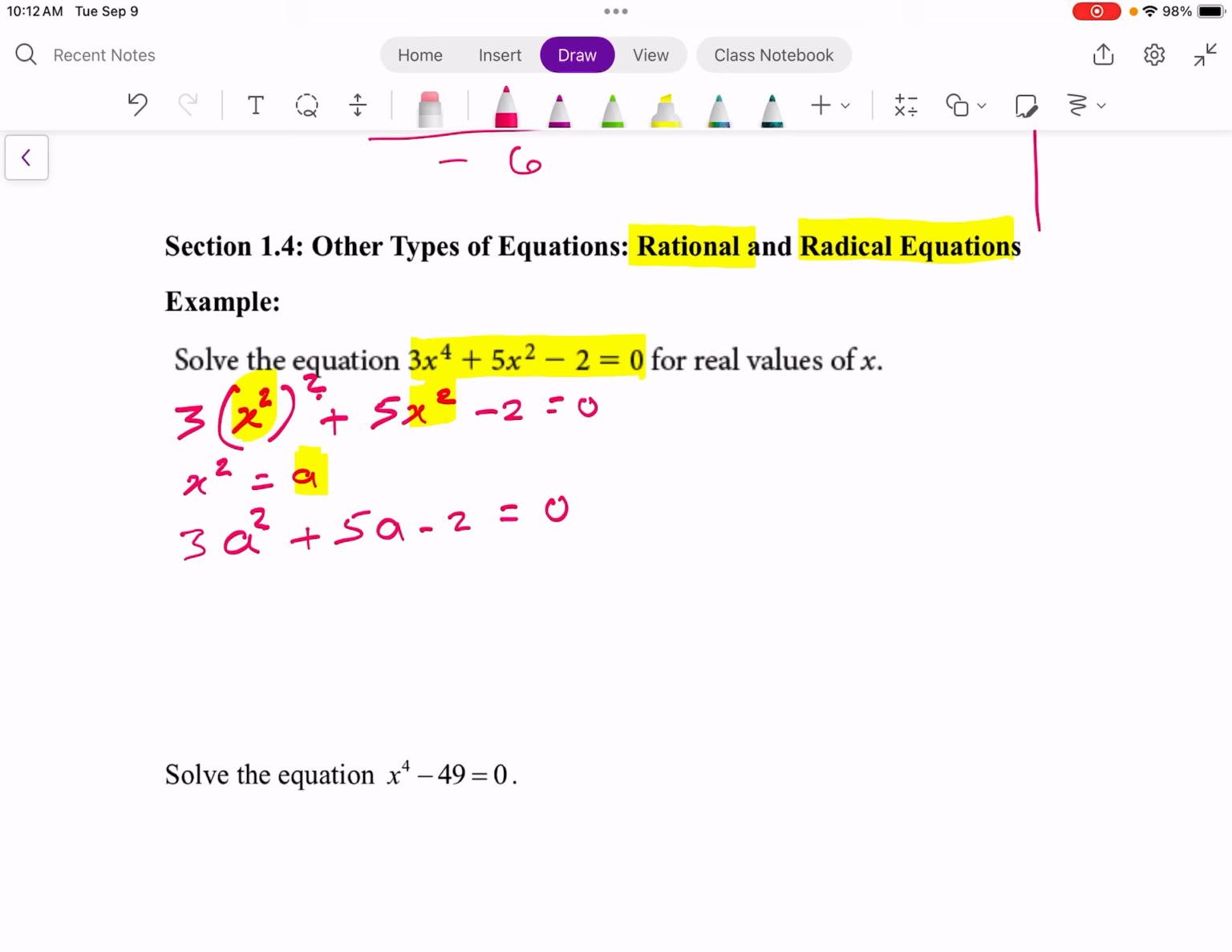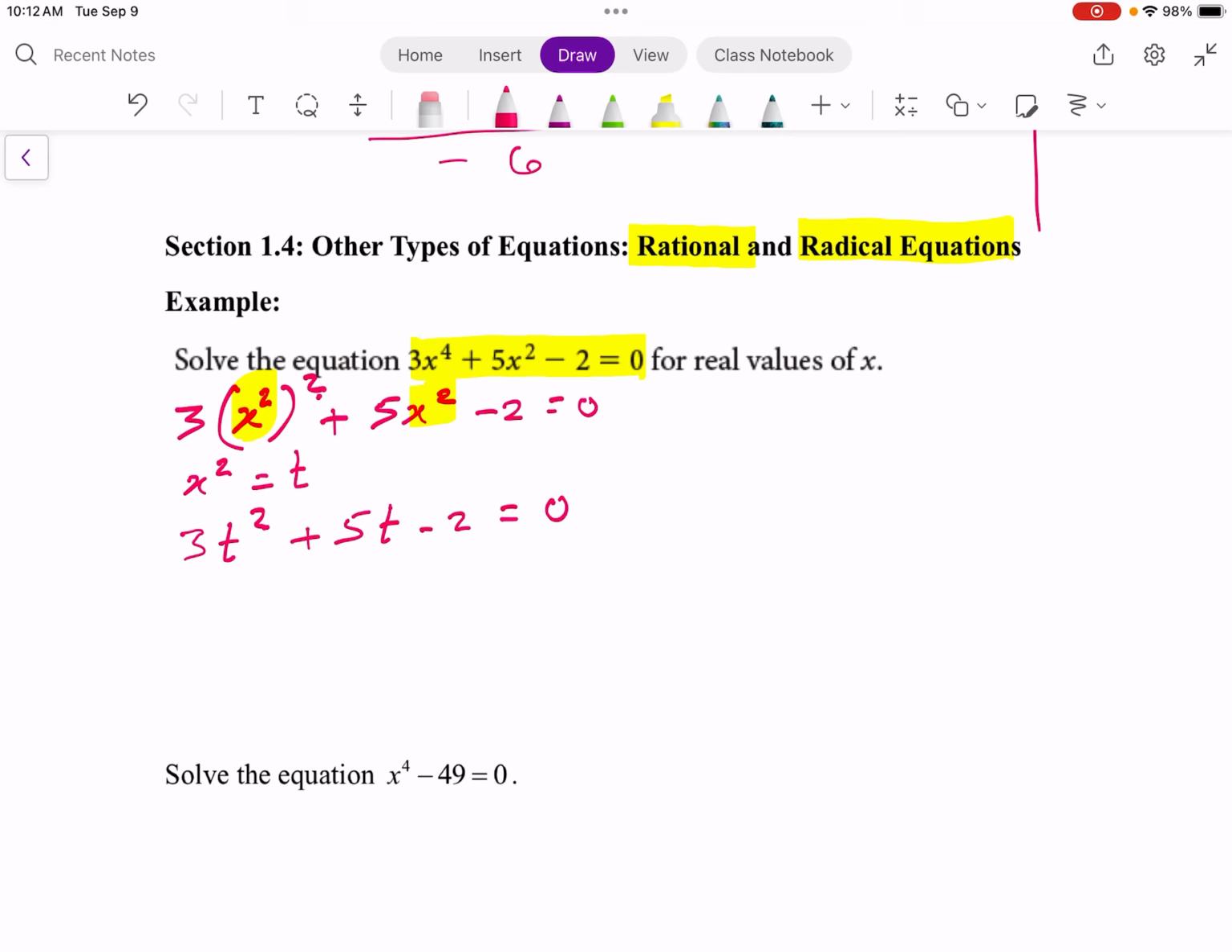Okay, since we have a in our quadratic formula, just let me pick a different variable. Let me pick t. It's okay if you use a, but we might get confused with a in the quadratic formula. So instead of a, let me make it t. So let's call our x square t. So we have 3t square plus 5t minus 2 equals to 0.